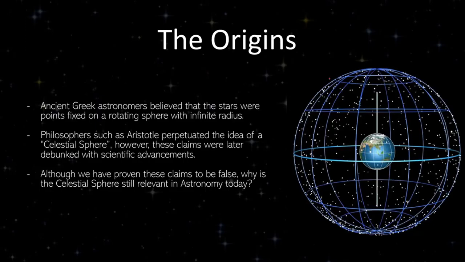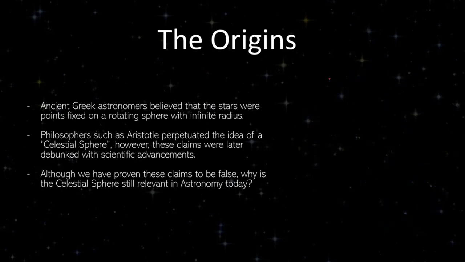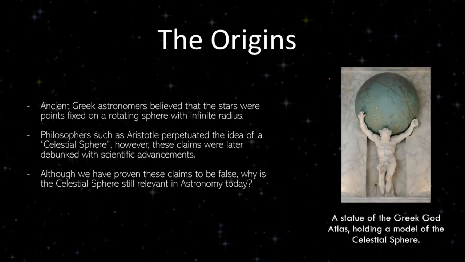Philosophers such as Aristotle perpetuated this idea of the celestial sphere, and this prohibited scientific advancements for many centuries. However, these claims are debunked by future advancements in science. We've proven these claims to be false, but the celestial sphere is still very much relevant in astronomy today. Why is this?